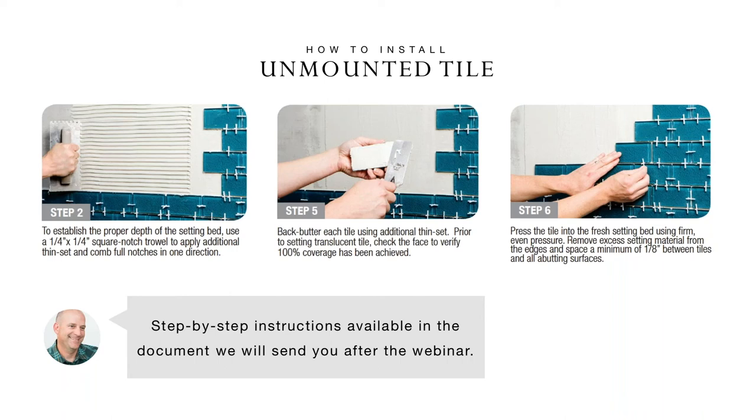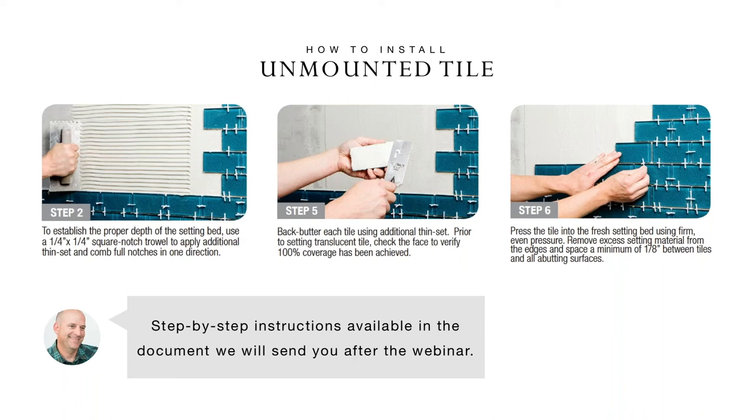As I mentioned when I was talking about paper face mounting installation, back buttering the tile really keys the thin set into the back of the tile so you get a good bond. That way, when you're pressing a back buttered tile into your fresh thin set bed, you're getting 100% bond, and you're almost eliminating the potential for shade variation, which is what we see when you don't back butter the tile. You can have some areas where the thin set doesn't fully bond.